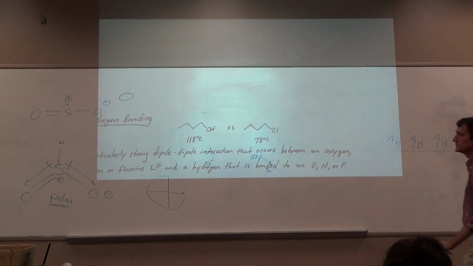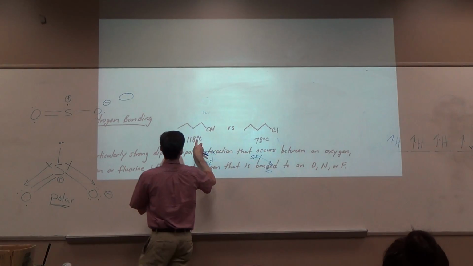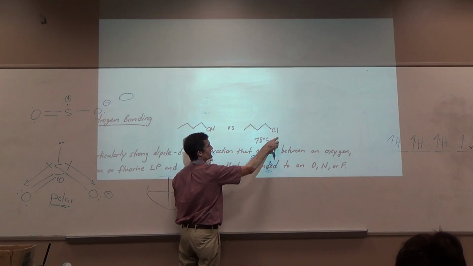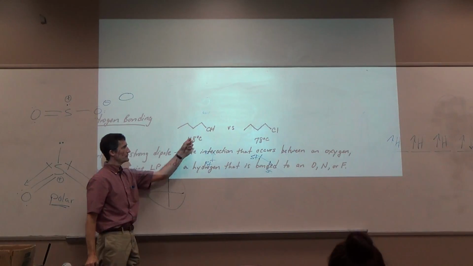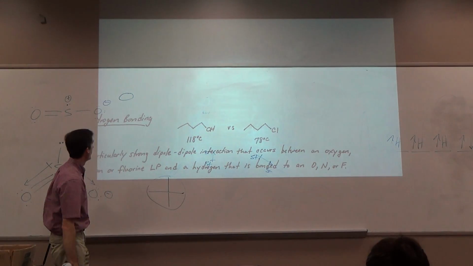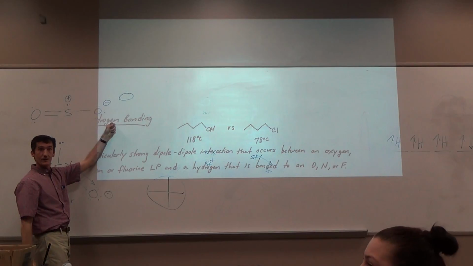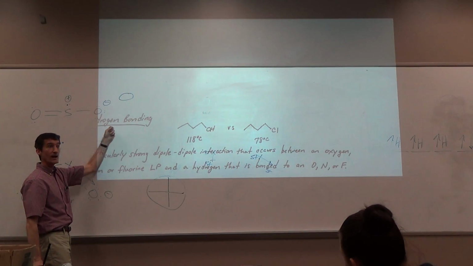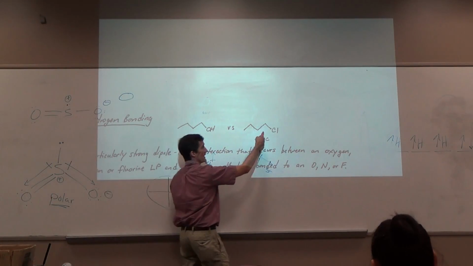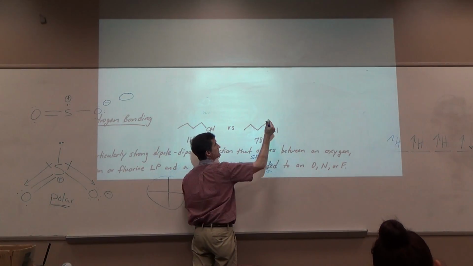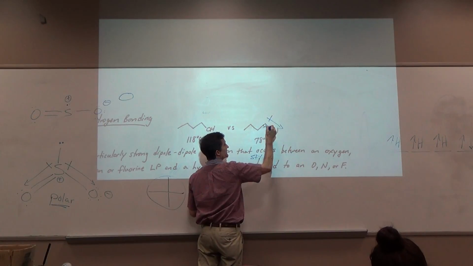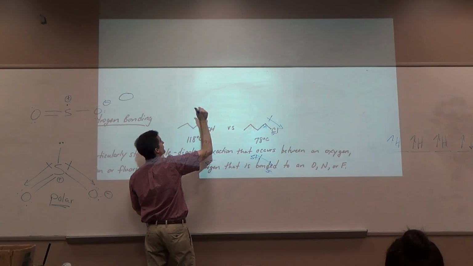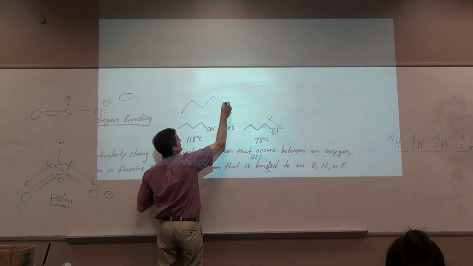Let's compare these two. This alcohol, 118, the alkyl fluoride, only 78. Why is this one higher? Good. You're able to read right there. Number 3, hydrogen bonding. Does this have any dipole? Yes. Yeah, it does. What about this? Yes. Let's draw this out a little bit better.